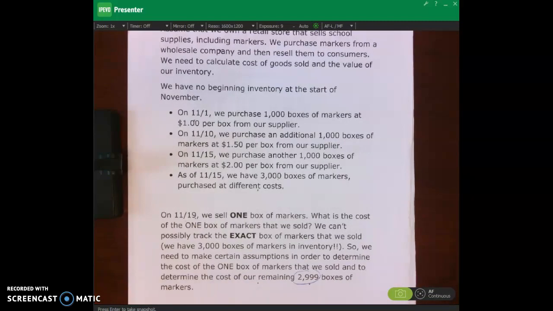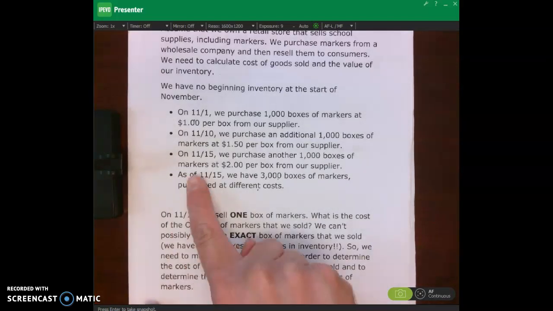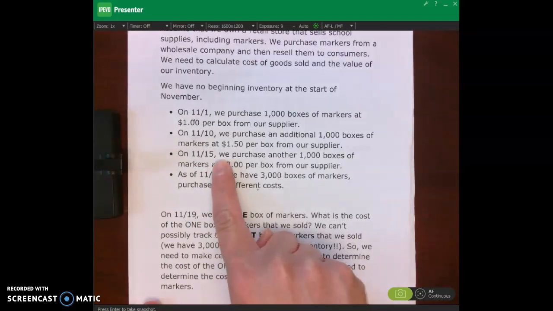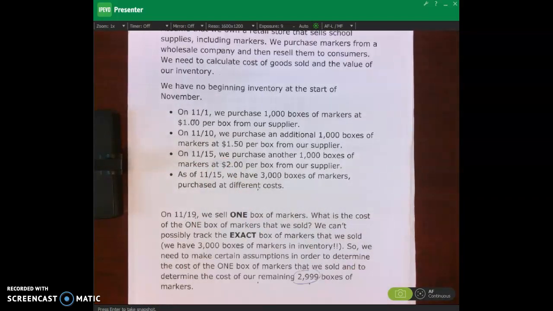So that's one assumption. The second assumption that we could make is last in, first out. So the most recent purchase, that's the one that we sold first. In that case, cost of goods sold is $2. Debit cost of goods sold, credit merchandise inventory, $2.